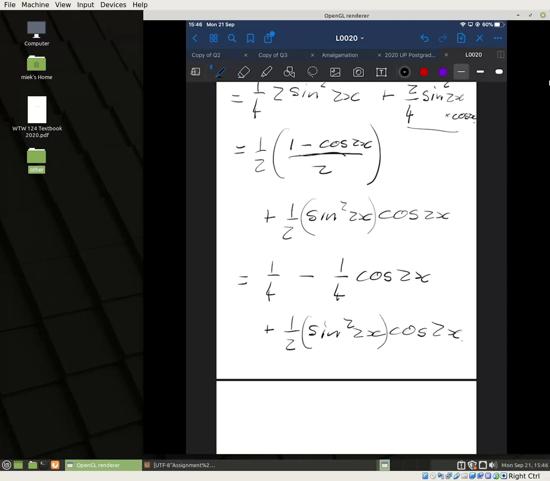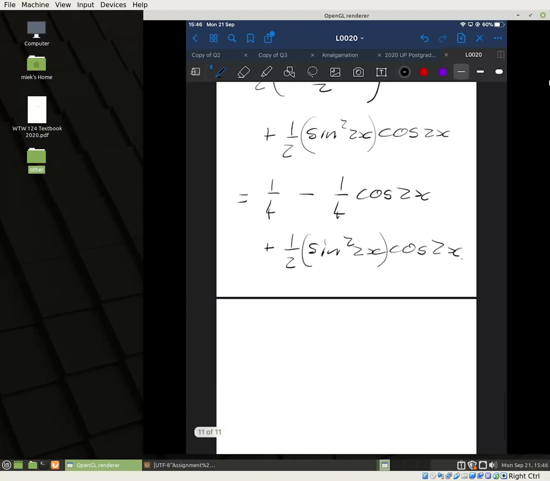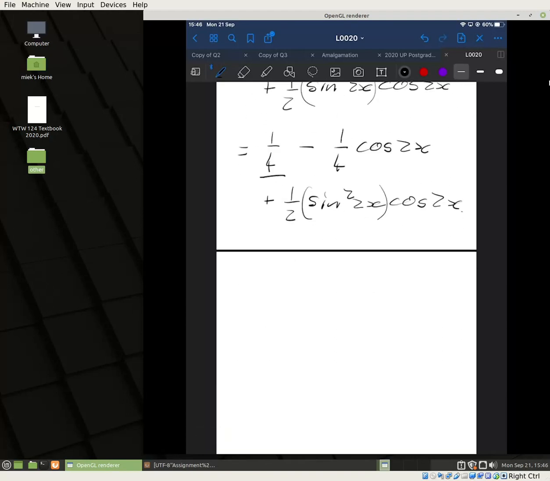Okay, and now we see every term is something that is easy to integrate. Here we've got a constant, here we've got a cosine, which when we integrate is something to do with a sine, so that is easy. And here we have a polynomial expression multiplied with the derivative of what we are applying this polynomial expression to. So this cosine 2x is related to the derivative of sine 2x. So here we can use the chain rule in reverse again.